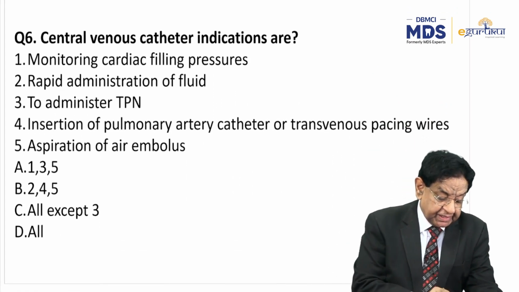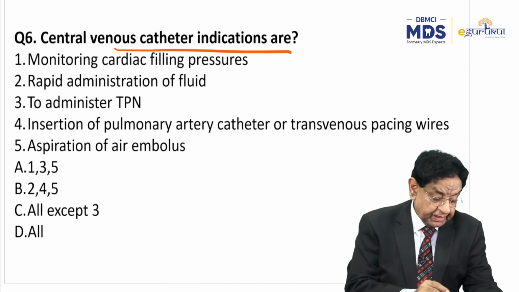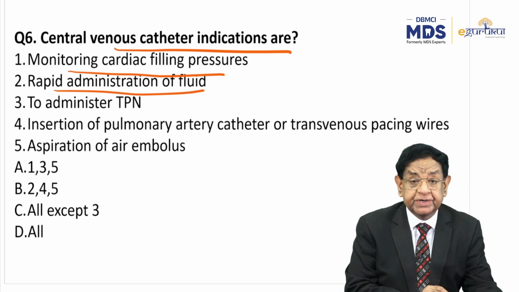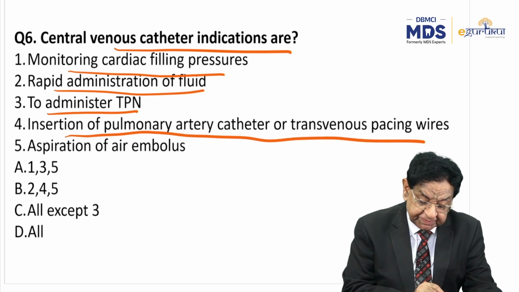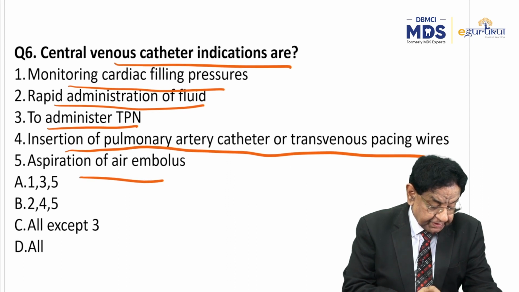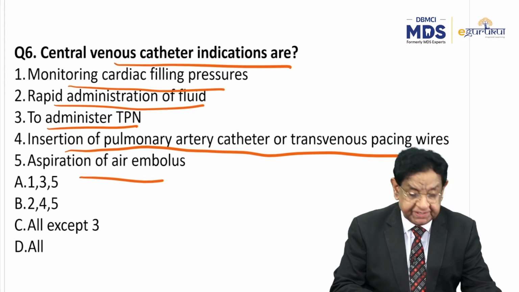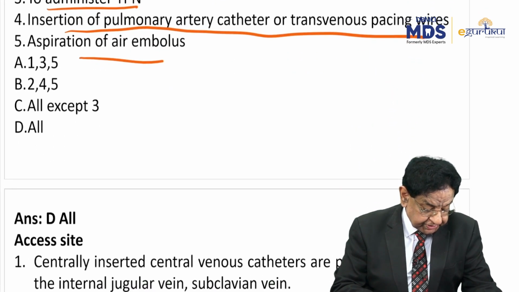Question 6. Central venous catheter indications are: monitoring cardiac filling pressure, rapid administration of fluid, to administer TPN, insertion of pulmonary artery catheter or transvenous pacing wire, aspiration of air embolism. Well, these are the options that we have, A, B, C, and D. Answer this question: all of them.